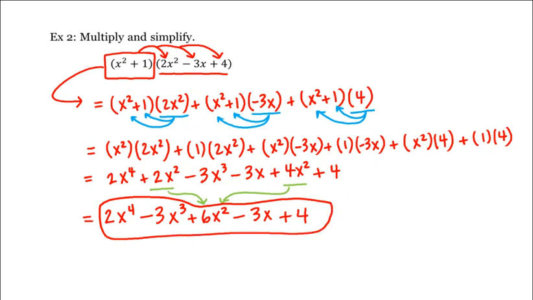All right, and this is how we multiply polynomials. We use the distributive property as well as combining like terms when necessary.